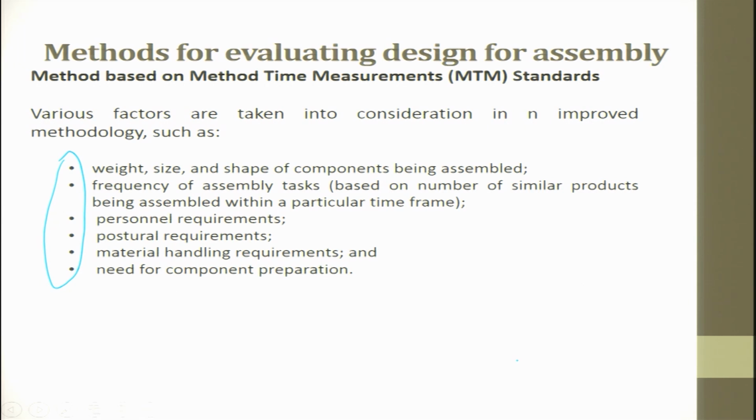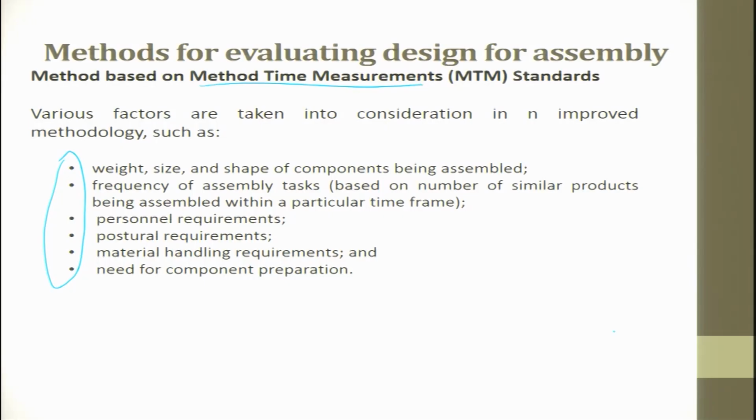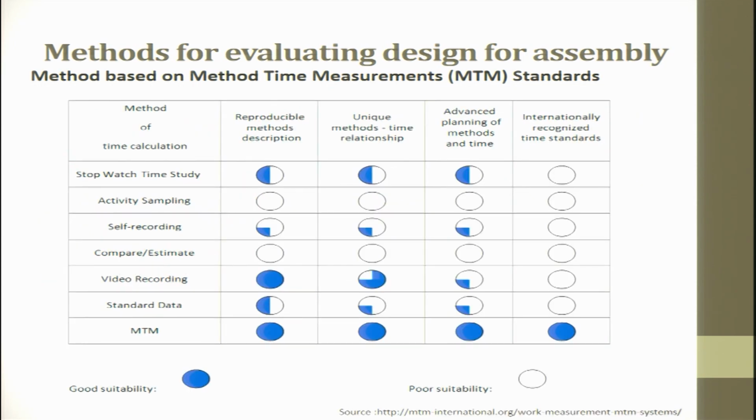First it is recorded, and then they split it up into small events, and they try to accommodate all sorts of events, and for each event they calculate the cycle time. With that the method time measurement is done, and this is also an evaluation method for design for assembly. So you can look at it. This is a method based on method time measurement standards, method of time calculation, stopwatch time study.